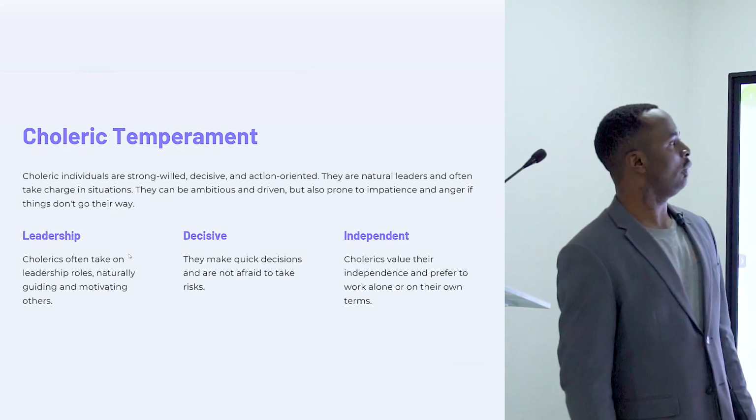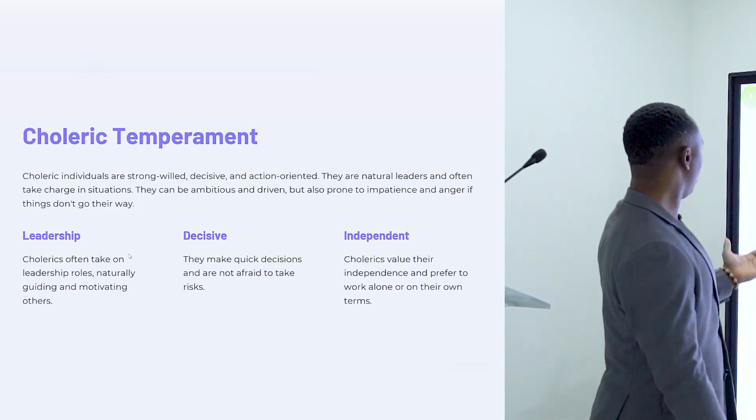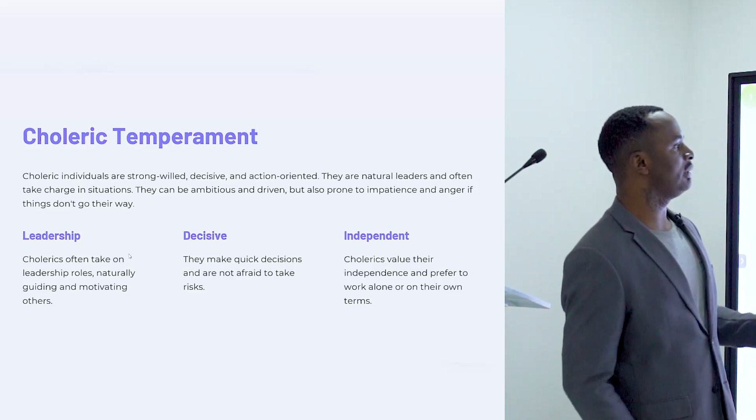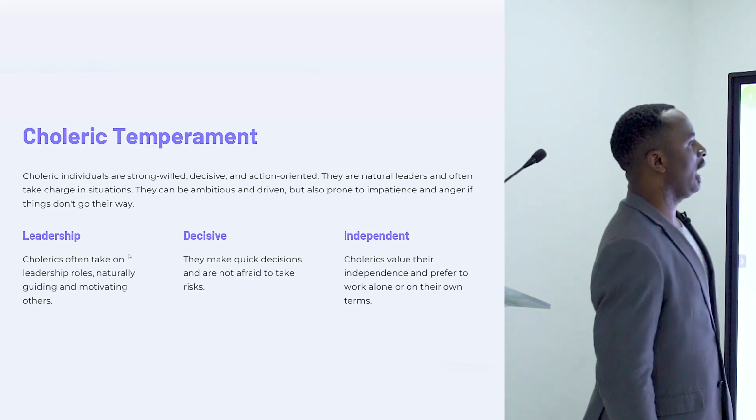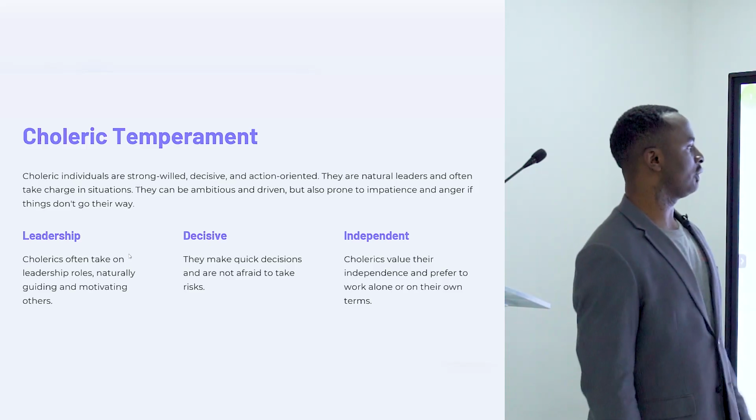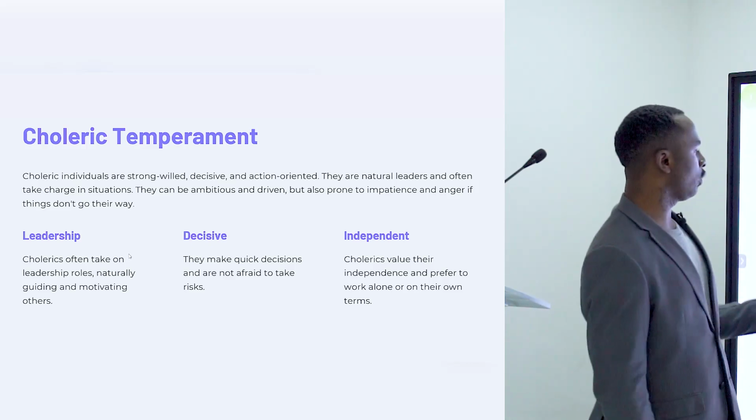So the next one is the choleric temperament. Who are the choleric people? Choleric individuals are strong-willed, decisive, and action-oriented. They are natural leaders and often take charge in situations. They can be ambitious and driven, but also prone to impatience and anger if things don't go their way.